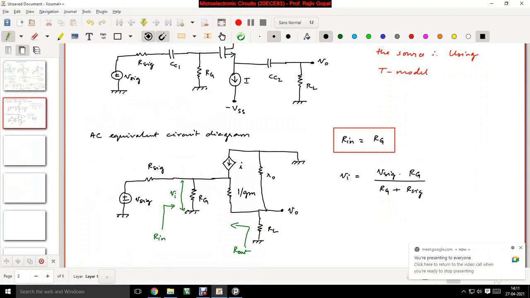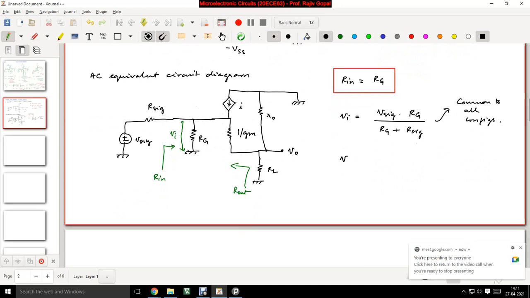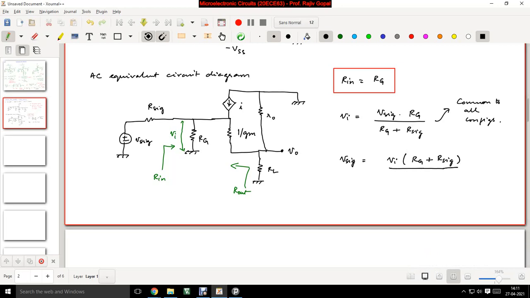Now this circuit is common to all configurations: CS, CG and CD. So from this I can write V signal as Vi into Rg plus R signal divided by Rg. Keep this in mind. This is especially useful when I want to calculate Gv. There I will use it. Now copy this.